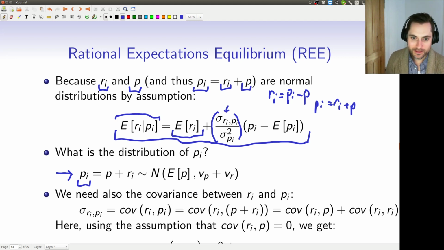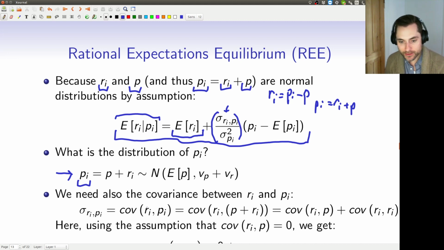Here we're arguing that E of Pi is equal to E of P, right? The expectation of Pi is just going to be the expectation of P. All right. Here's the variance of Pi. Well, we've argued that that's just the variance of P plus the variance of R. Expectation of Ri, well, that's 0, right? The expected deviation of your price from the average price level is 0. So what's the last thing we need to figure out? It's the covariance between Ri and Pi.